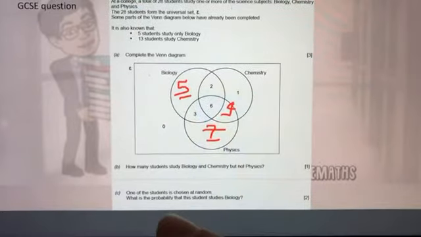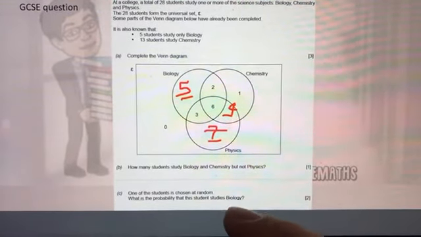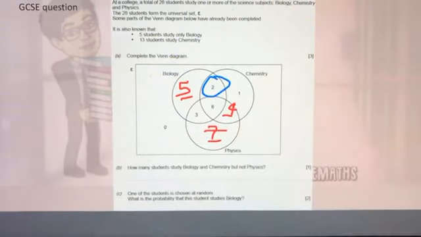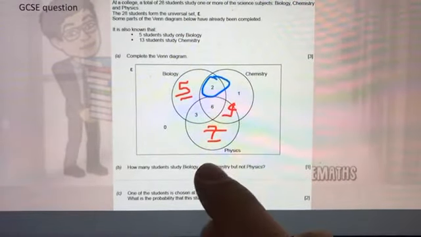Now, at the bottom, it says how many students study biology and chemistry but not physics. Biology and chemistry, but not physics, is this person up here. Those 2 people, so it's 2.